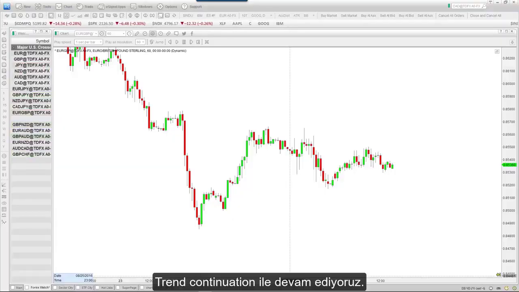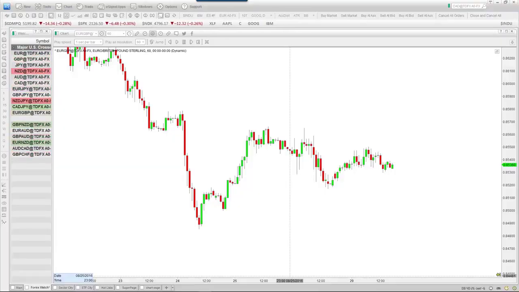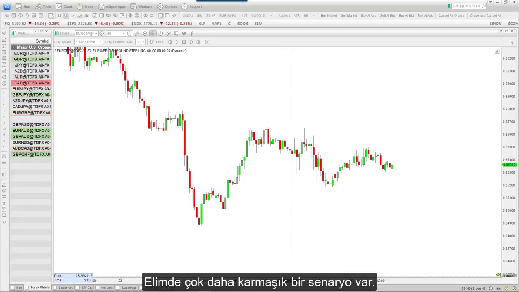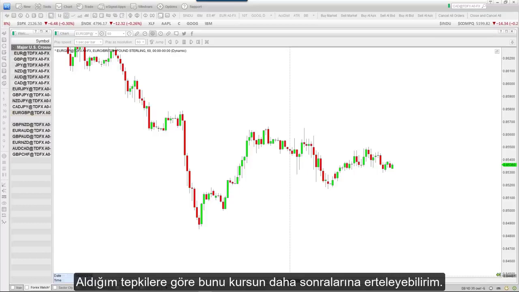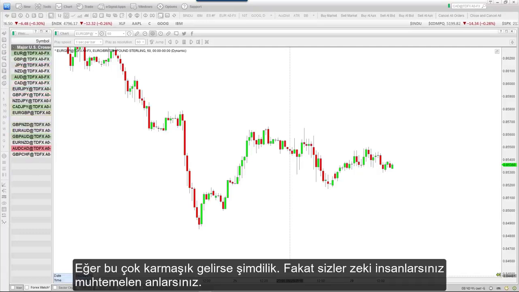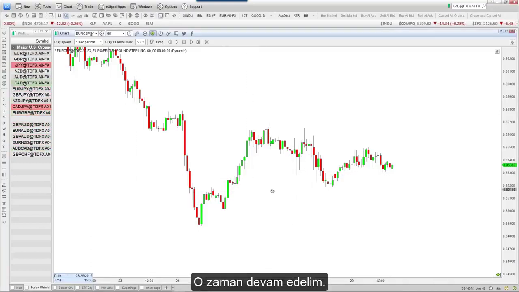All right, so continuing on with our study of trend continuation trading, I've got a much more complicated scenario for you here, and I hope that we're at a place where we can talk about this more difficult stuff. Depending on how this goes, and how the responses get, I may move this to a little later in the course if this type of stuff is just too complicated at this point. But you guys are sharp people, and I'm sure you'll get it. So let's walk through it here.